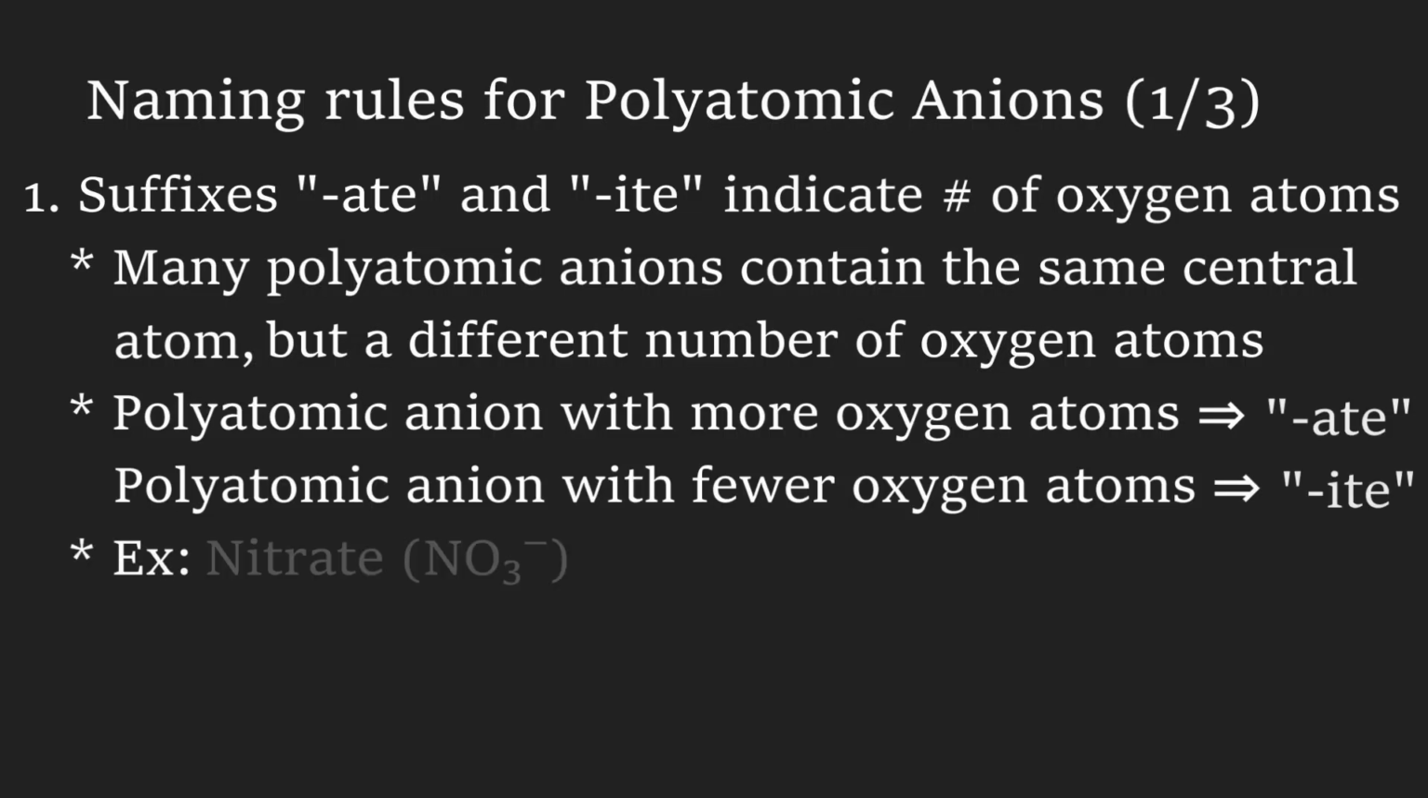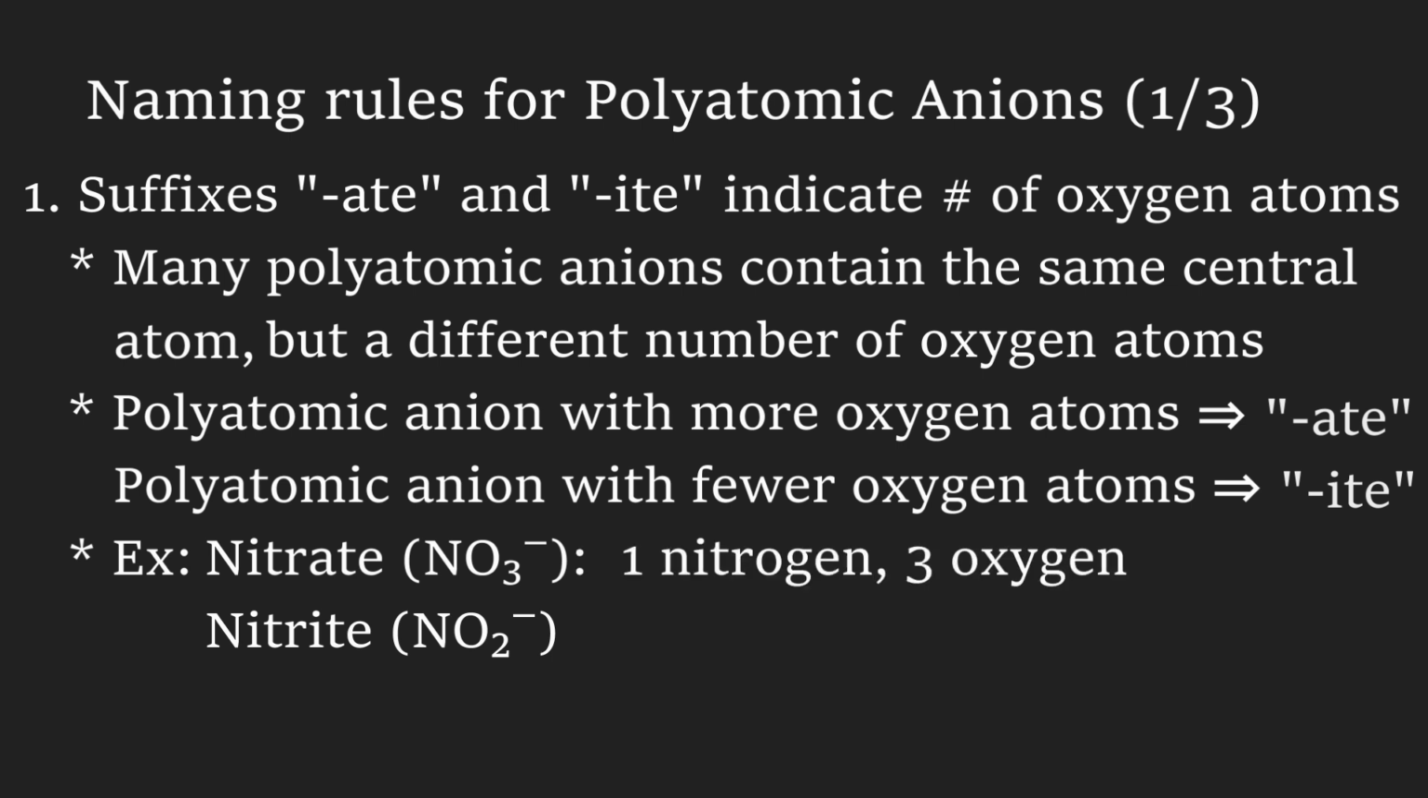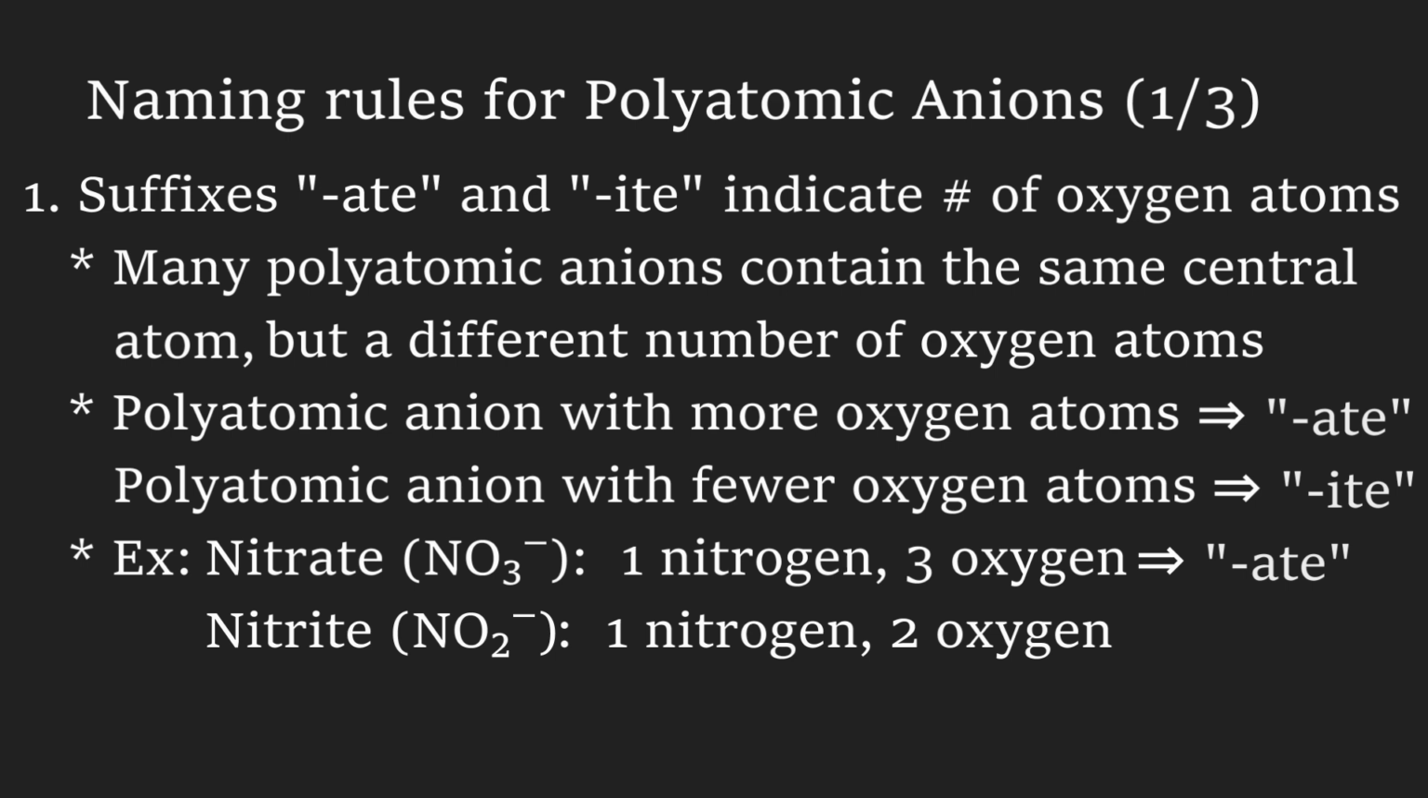As an example, consider nitrate and nitrite. Nitrate has 1 nitrogen atom and 3 oxygen atoms. Nitrite also has 1 nitrogen atom but 2 oxygen atoms. So between these two we see that the ion that has more oxygen atoms gets the suffix ate, and the one that has fewer oxygen atoms gets the suffix ite. So this is how chemists use suffixes to distinguish between different polyatomic anions in the same series, namely by assigning the suffix ate to the ion that has more oxygen atoms and assigning the suffix ite to the ion that has fewer oxygen atoms.